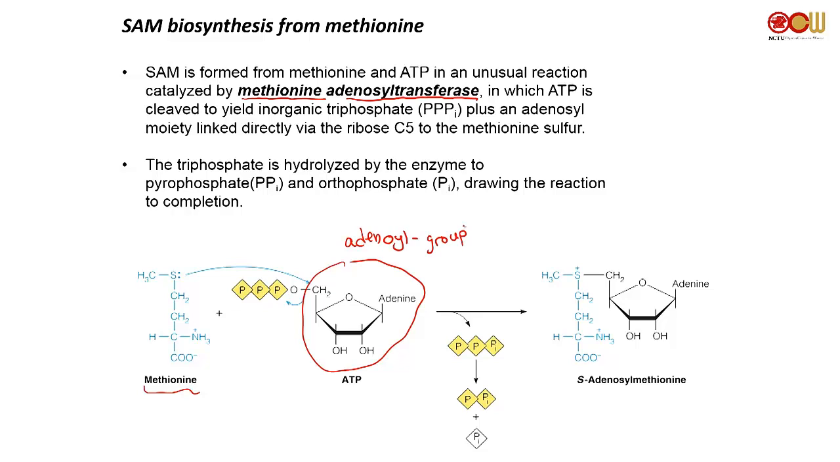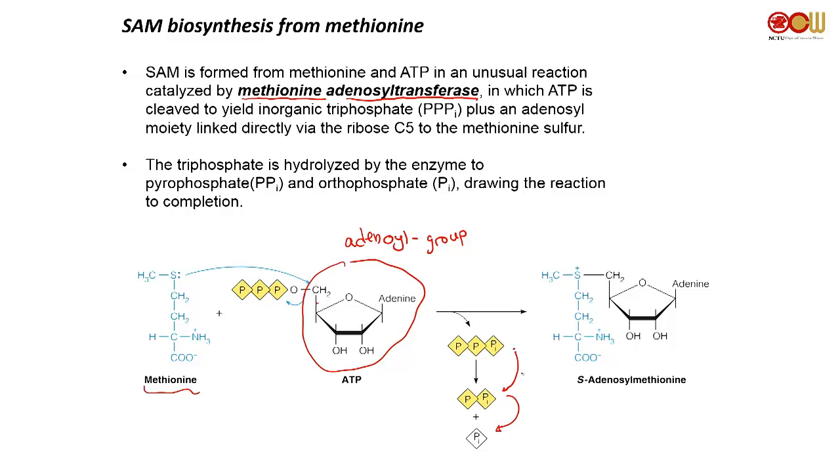group, okay, this whole thing, and then you transfer the adenosyl group onto methionine, okay, and the way it works is just like that, okay. So you're going to have some kind of a nucleophilic attack, and then you lose the phosphates, okay, the triphosphates, and then the triphosphates can then degrade to pyrophosphate.